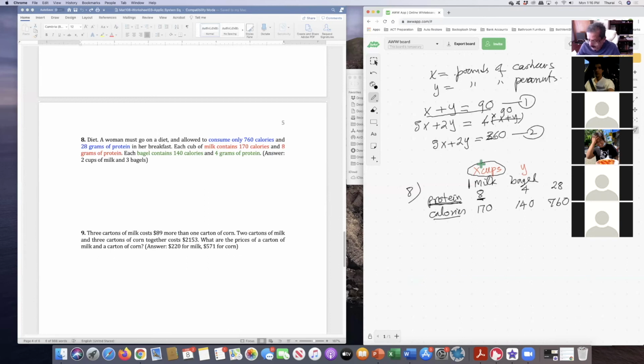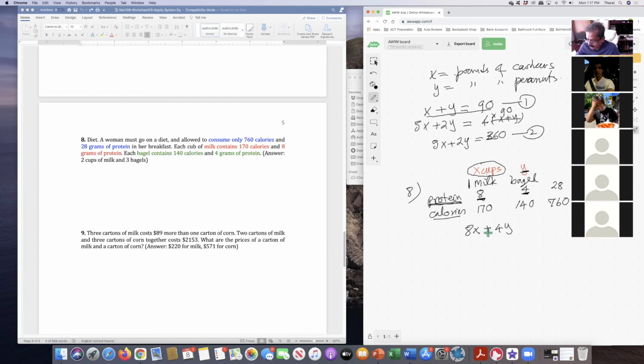8x. You get 8 protein from each cup. You're drinking x cups, so 8x is the total protein you get. Similarly, the protein you get from the bagel is 4 from each bagel. You're eating y number of bagels, so total protein from that is 4y. And if you add them up, you get the total protein from both foods.